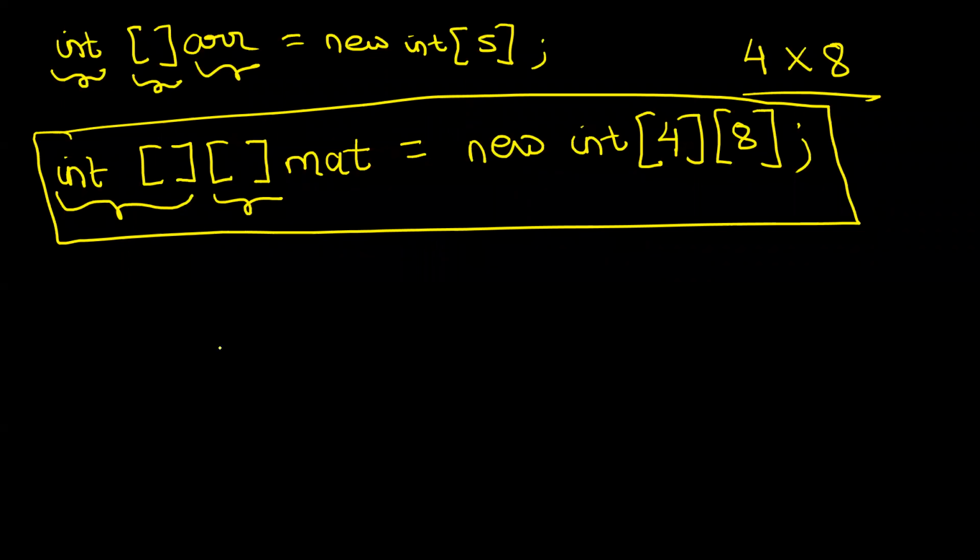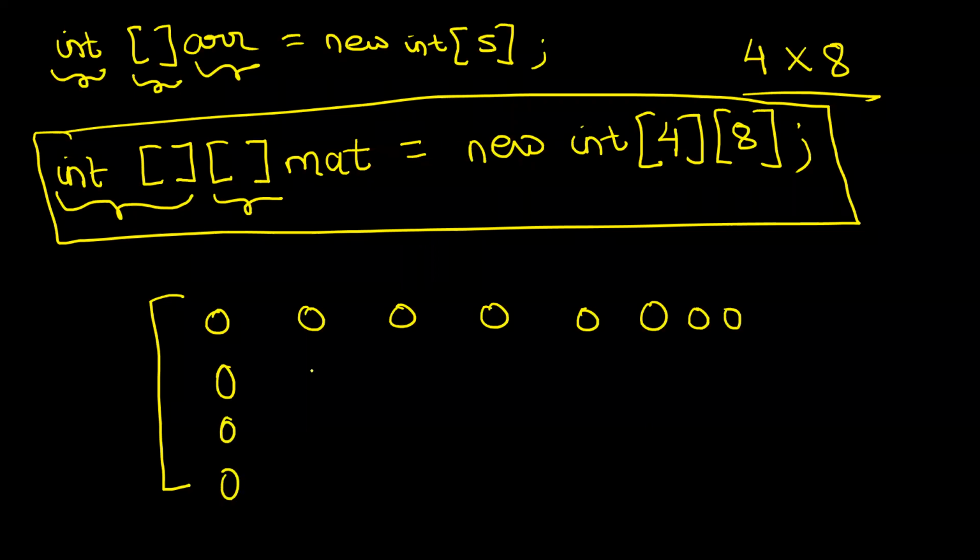Now, what will happen? Think of it like this. You will have 4 rows. Every row will have 8 columns, right? So all will be initialized with zeros. Every space will be initialized with zeros.